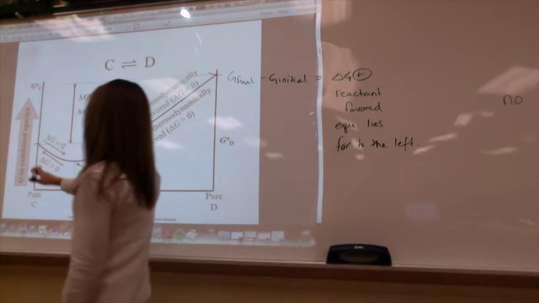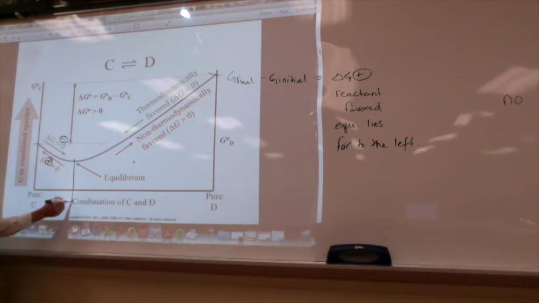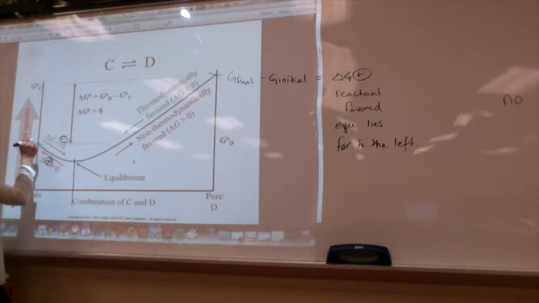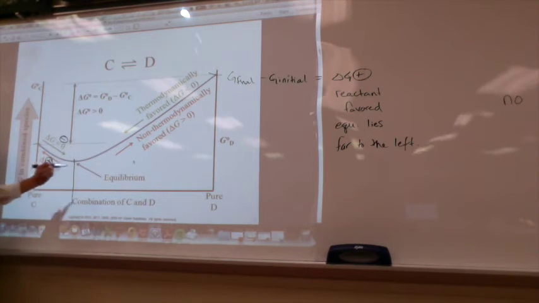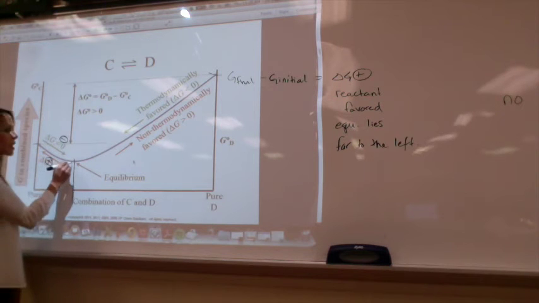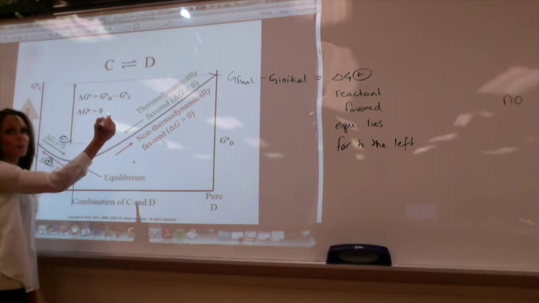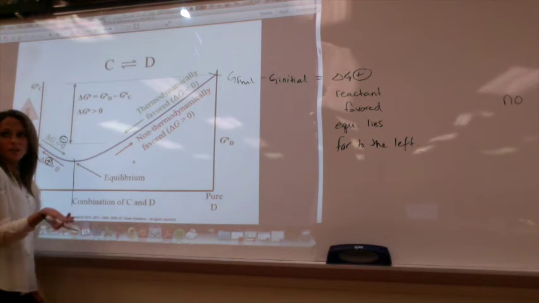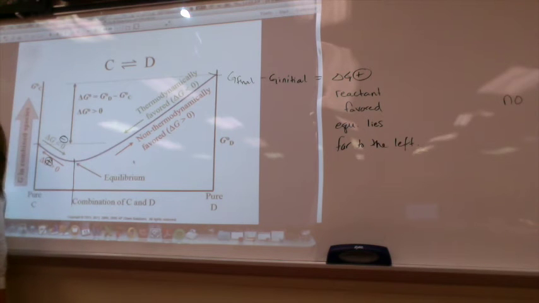So heading down the slope is negative. Heading back up that slope would be positive. And once I reach equilibrium, delta G is equal to 0. So at some point I have a little bit of my products being produced because I'm going from pure C to pure D. I have a little bit of product being produced, but to make the rest of the way to go to products is so non-thermodynamically favored that it's not going to happen. So the overall process is not thermodynamically favored, but you still have a little bit of the reaction progressing. Does that make sense?